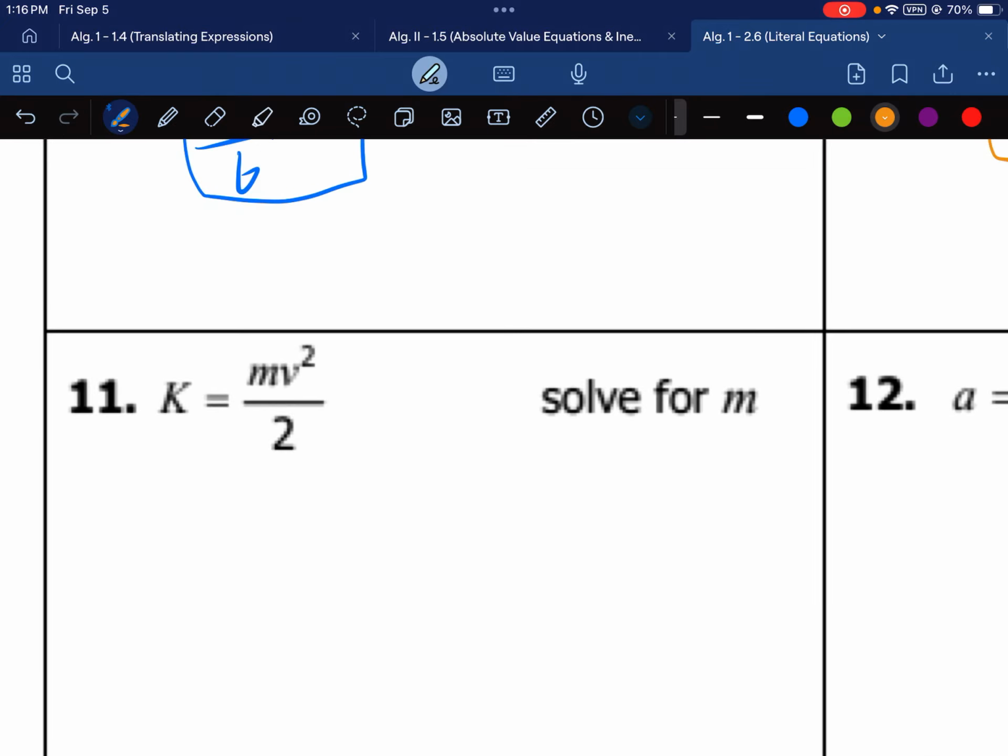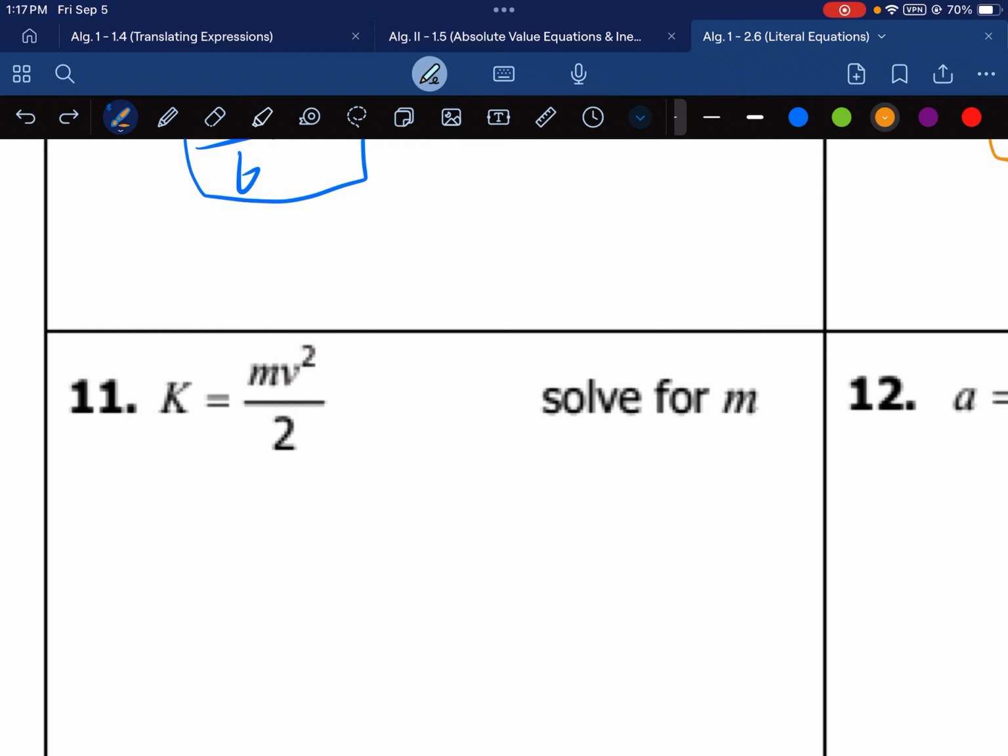Number 11 here, k equals mv squared over 2. Now, even though this one has a squared here, we're actually not going to have to undo that one because we're not solving for v. In the previous problem, number 6 that we crossed out, the variable we were solving for was what was being squared. So here, m is being multiplied and divided.